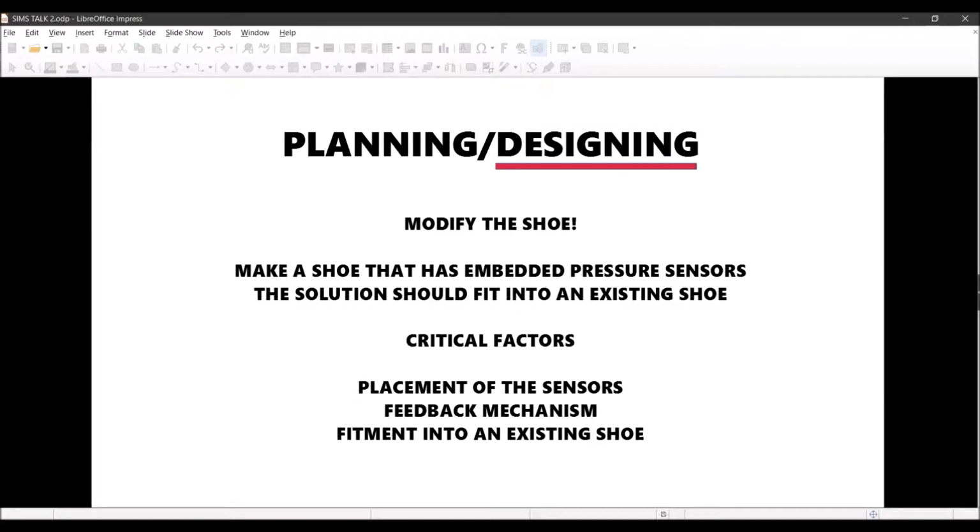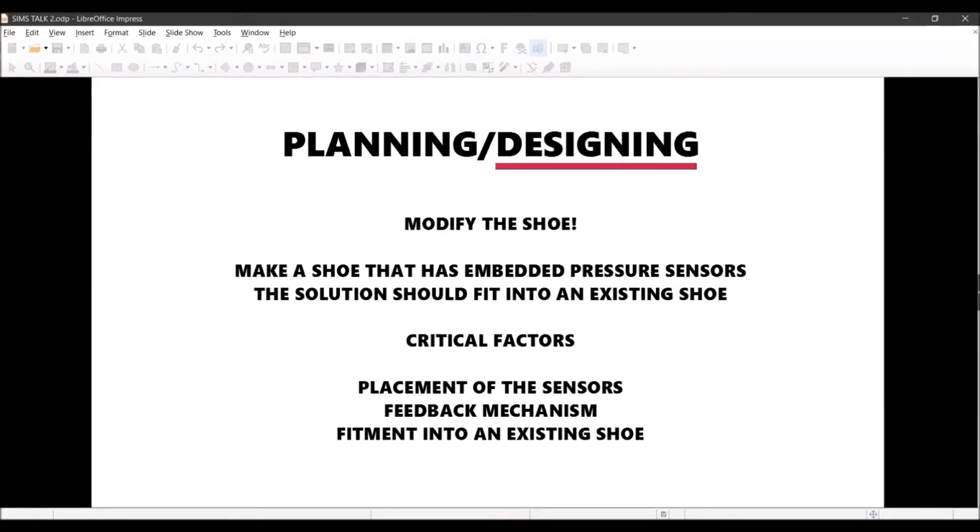Now, why I'm saying it should fit into an existing shoe is because you can't expect everybody to buy a new pressure sensor enabled shoe by discarding the already existing ones. So people buy expensive shoes, like say maybe a Nike or some other sport shoe or some other fancy shoe, and they don't want to discard that. So if you have a solution that fits into an existing shoe, it becomes easy.